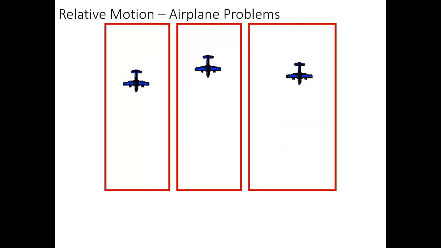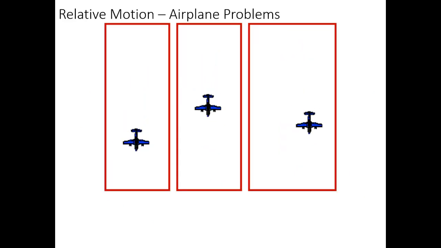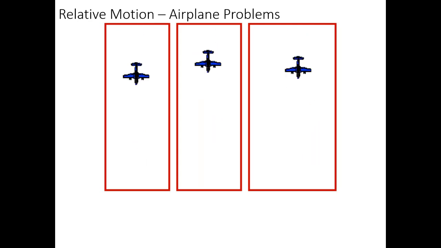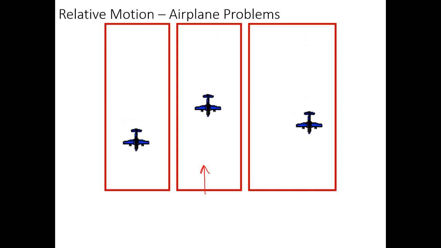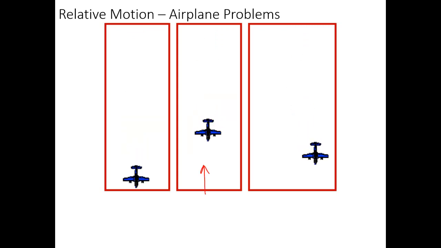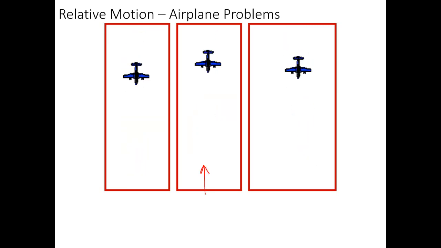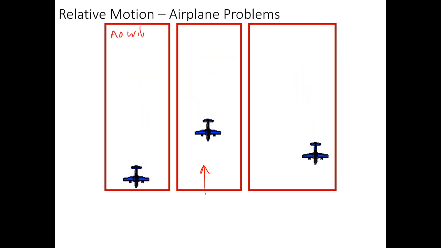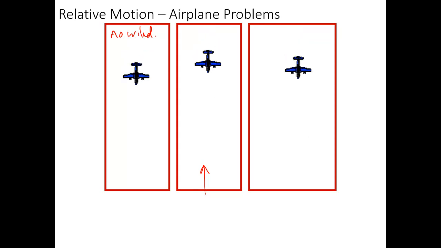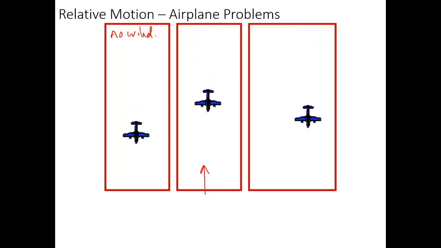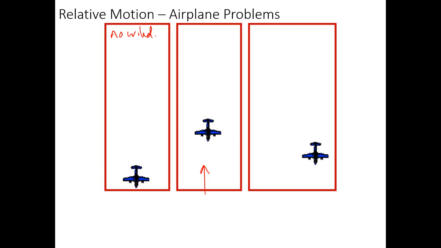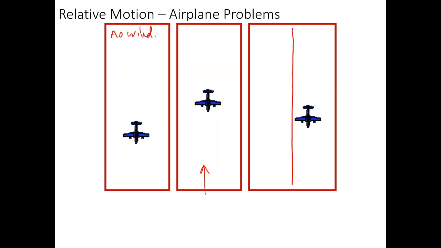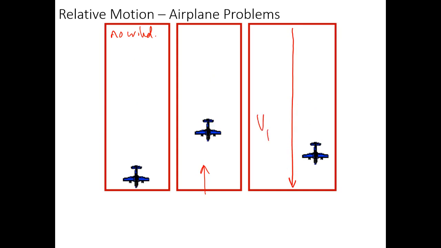Okay, let's look at airplanes. Airplanes behave in a similar fashion to boats, where instead of current, they have wind. In this case, I'd say this plane has a headwind. And on the far left we'll even write no wind. And on the far right example, we'd end up with a plane that has... this is the velocity of our plane.